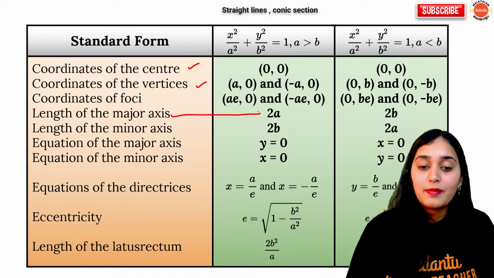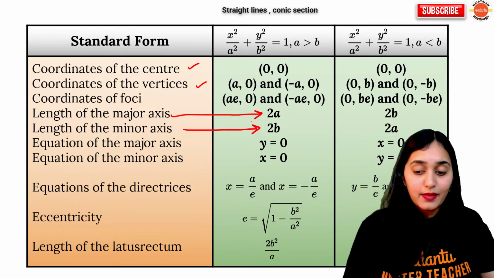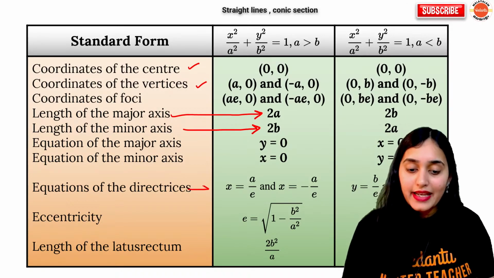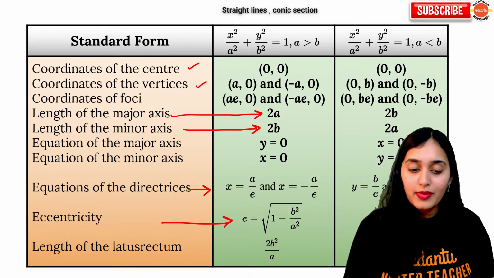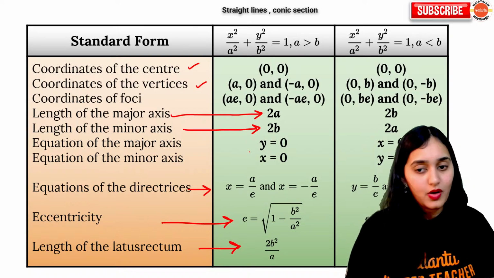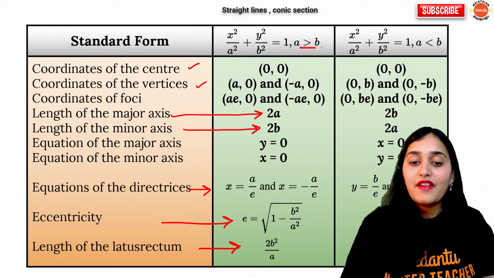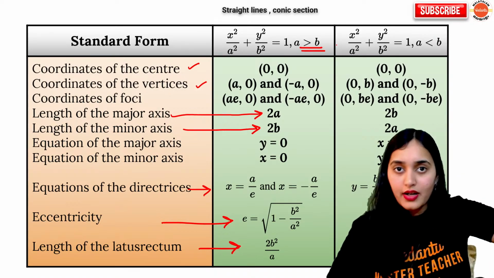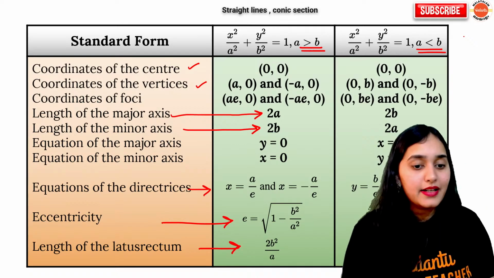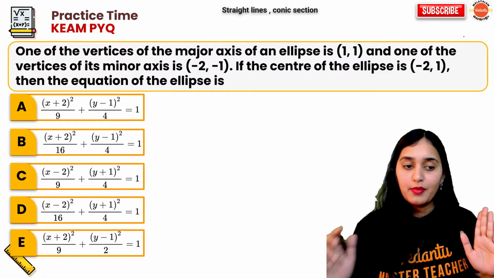Major axis will be 2a. Minor axis will be 2b. Please remember, this is very important. 2a, 2b. Equation of directrix, eccentricity formula and latus rectum. These formulas are very, very important. How will you determine it is parallel to the x-axis? If a is greater than b, horizontal ellipse. If a is less than b, vertical ellipse. Clear? Everybody?